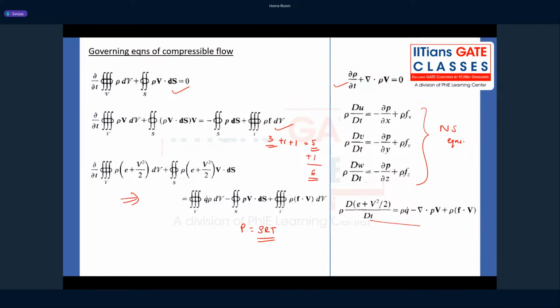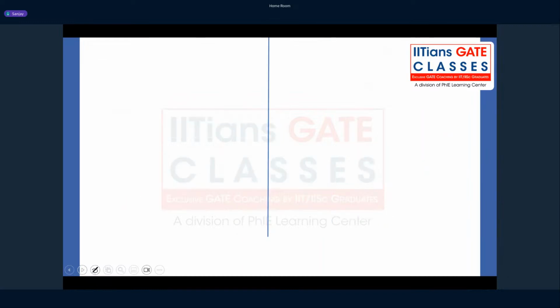Now, if I want to deal with six equations, it is very complex, right? How do I solve these equations to obtain the flow field? So what do I do? Let me try to make these six equations compact, and let me see if I am able to reduce them to some single equation or something like that. For that, let's see a comparison between incompressible flow and compressible flow.